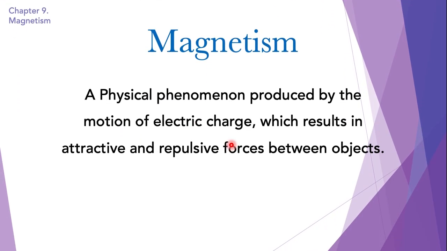So magnetism is a physical phenomenon produced by the motion of electric charge, which results in attractive and repulsive forces between objects. It may sound like static electricity when we learned about charges, because in that we also have attractive and repulsive charges. But this is different. But this is related to magnetism, not electricity.